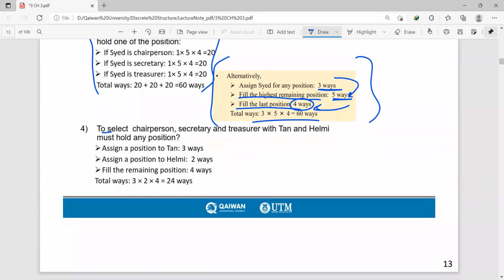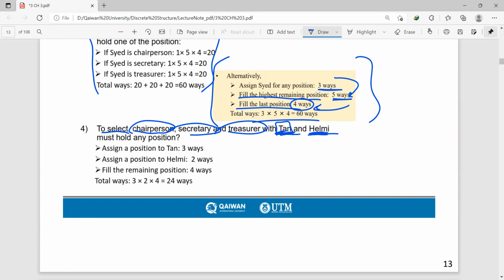Look, to select the chairperson, secretary, and treasurer, Tan and Hilmi must hold a position. That means Tan and Hilmi will take 2 of these positions. For Tan, how many options do we have? 3. And then for Hilmi, how many do we have? It's 2, because Tan took one of them.